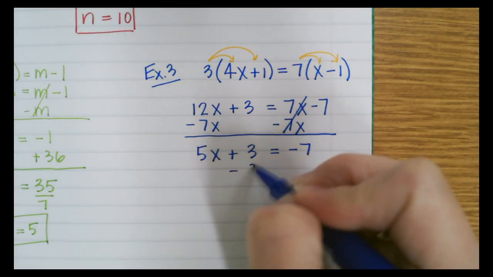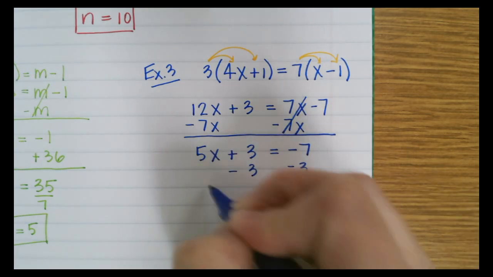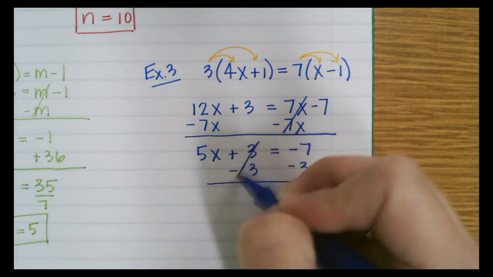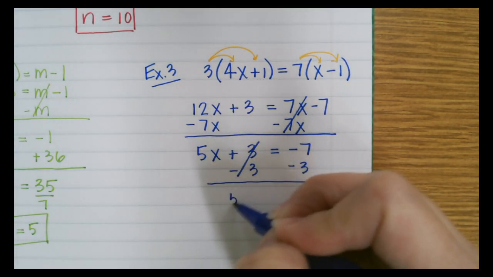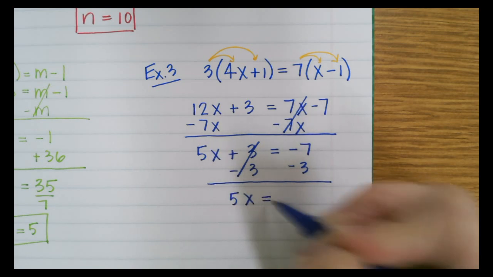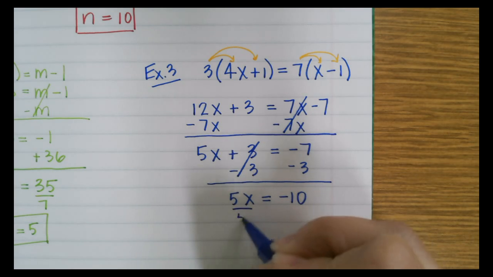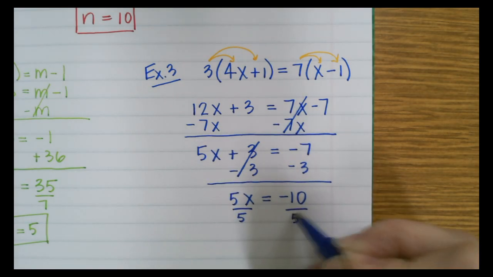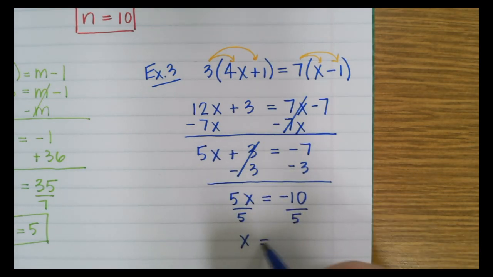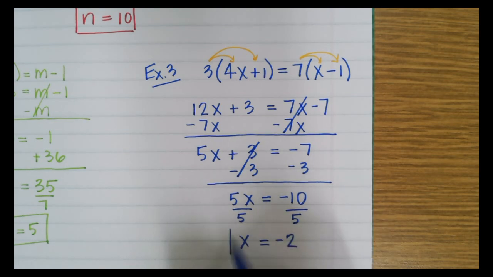Now I'm going to subtract 3 from both sides. So that cancels. 5x equals -10. Divide by 5. And x is -2.